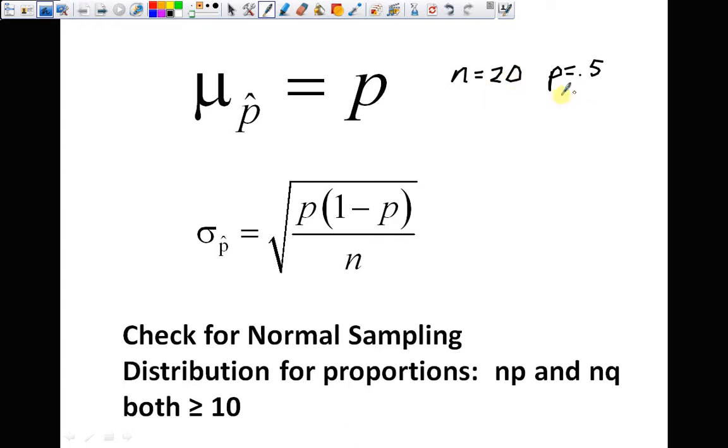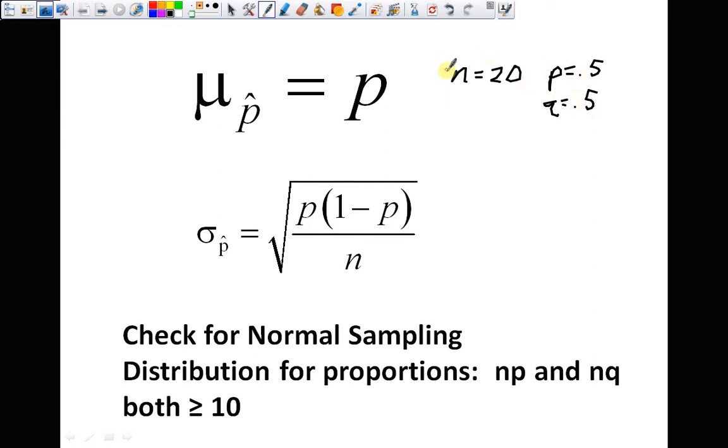In this case, if P is 0.5, then Q is also 0.5. Q is the complement of success, which is a failure. This is the probability of failure. If there's a 50% chance of flipping a heads, there's a 50% chance of not flipping a heads, or flipping a tails. So in this case, you have 20 times 0.5 is 10, and 20 times 0.5 is 10.